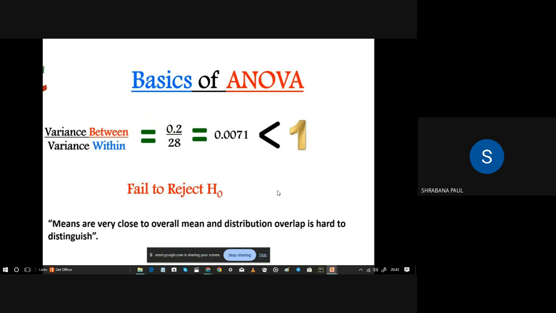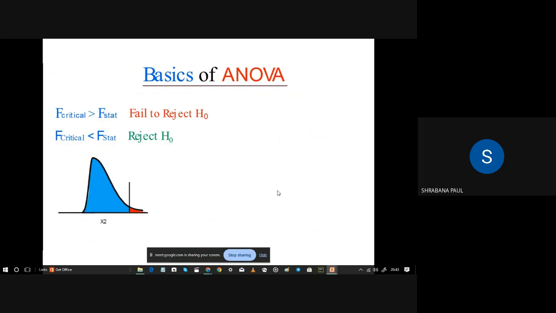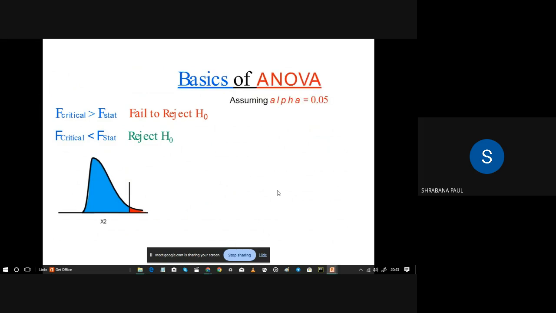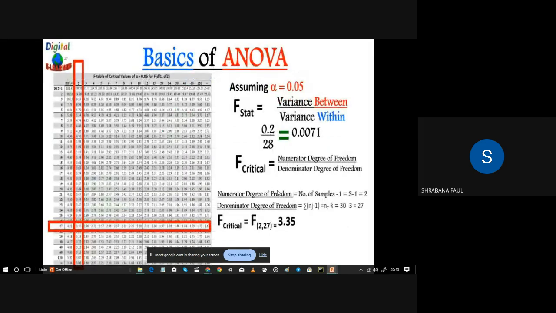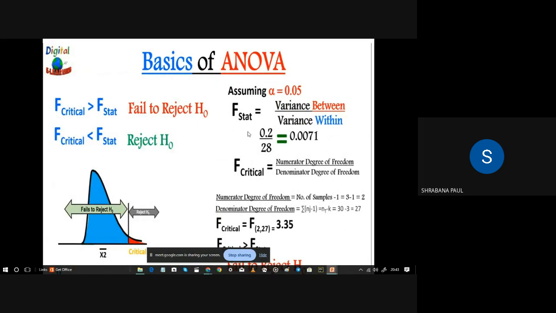Now let us try to solve this by another method using the F test. The thing to know is this: if F critical is greater than F stat, we fail to reject the null hypothesis, and if it is lesser than F stat, then we reject the null hypothesis. How? Consider that earlier example. Now we assume alpha equals 0.5. The F stat, which we calculated earlier, is 0.0071, and that is the ratio of variance between and variance within.